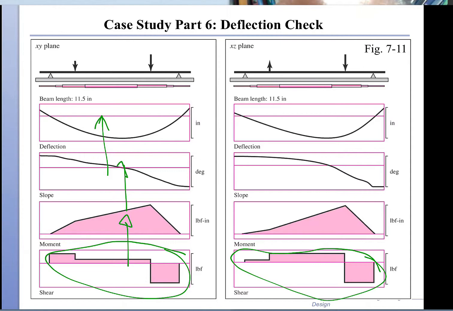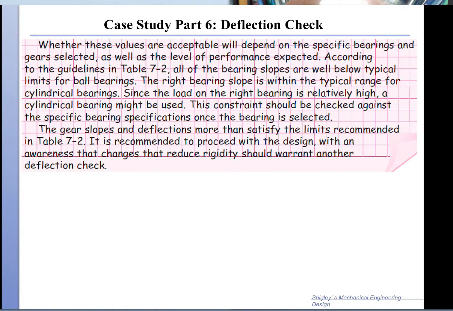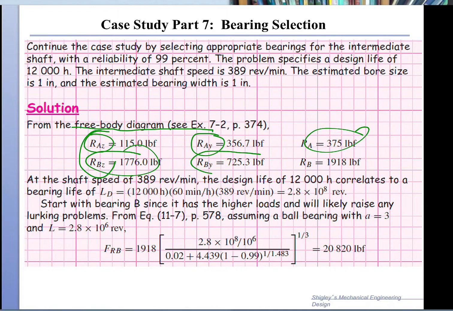So that is all finalized and finished, and then now the only consideration in this design study after we check the deflection is the bearing selection. So the bearings, this is the last part of the study. The bearings, we want to figure out if they will actually take the loads that's imposed on them. So we have to go back to the free body diagram and find the reactions at bearing A in the Z and the Y direction and the total force, and bearing B in the Z and the Y direction, the total force.